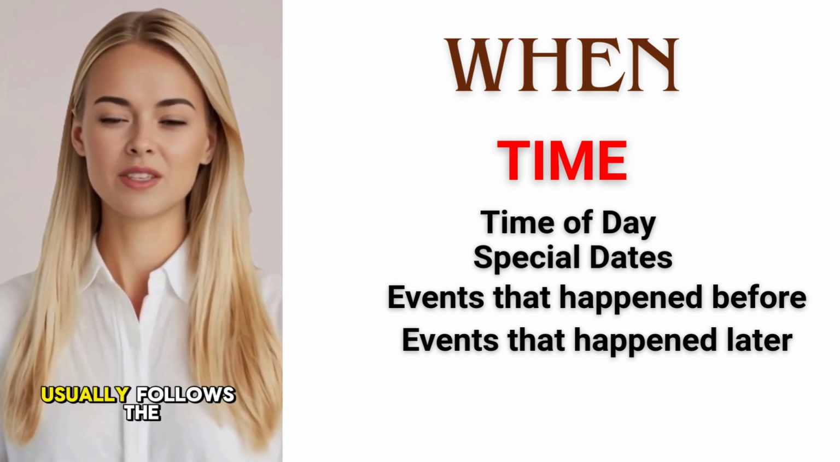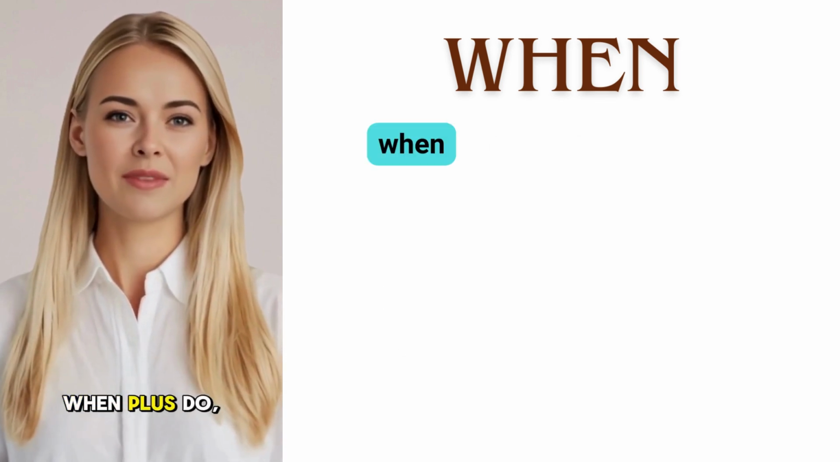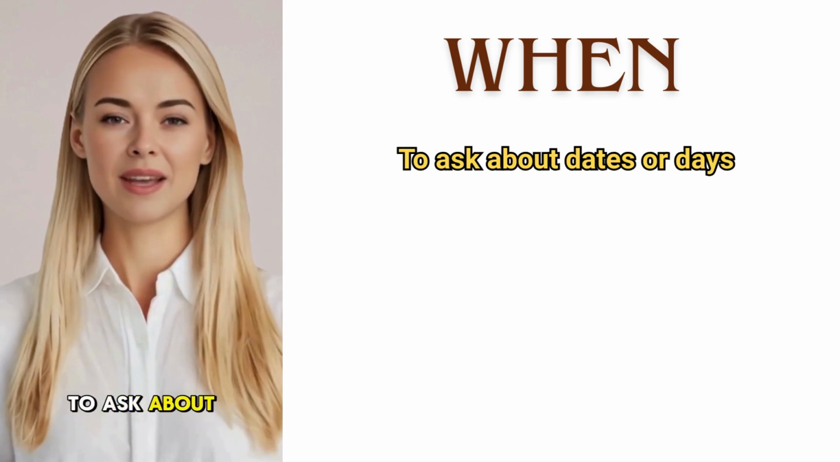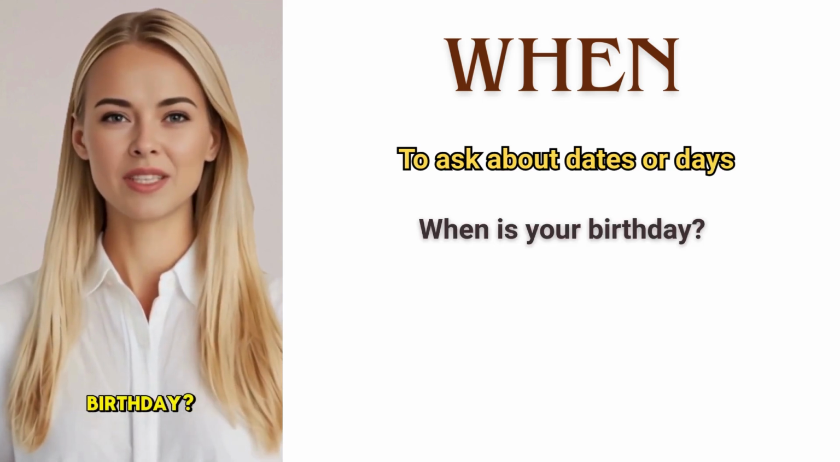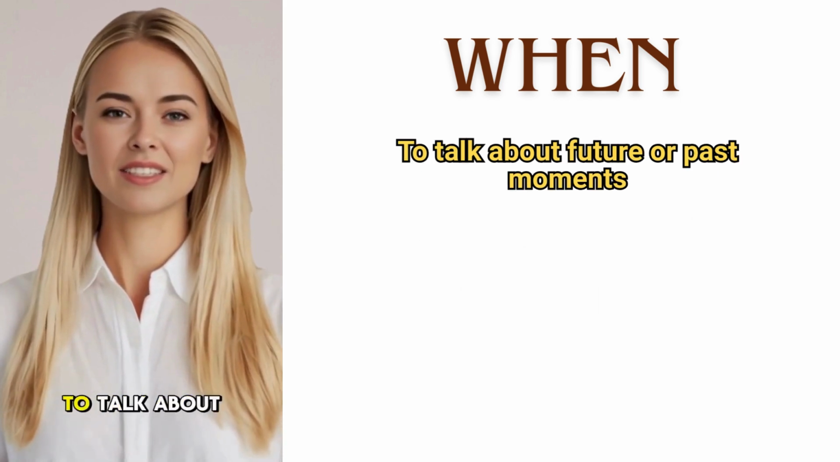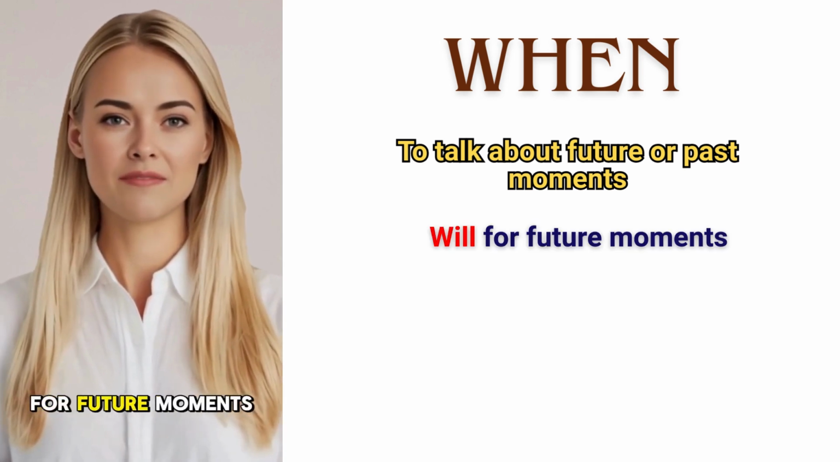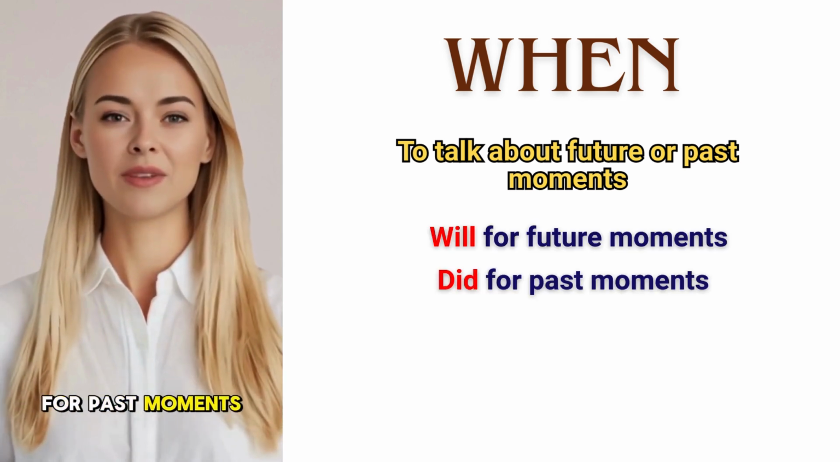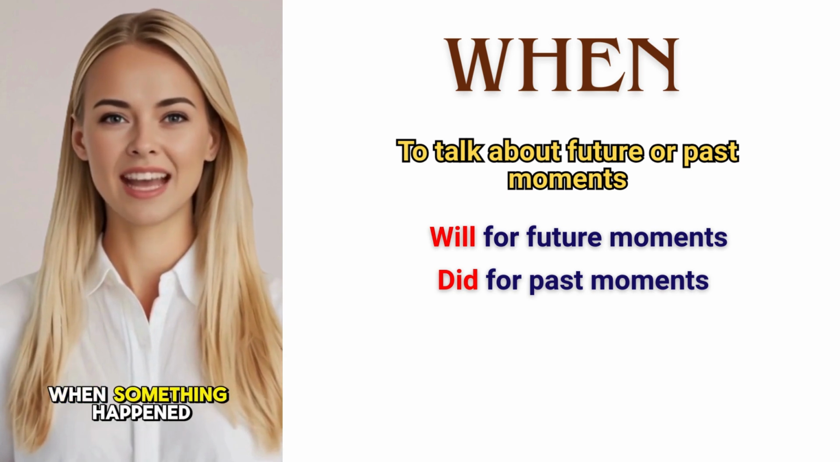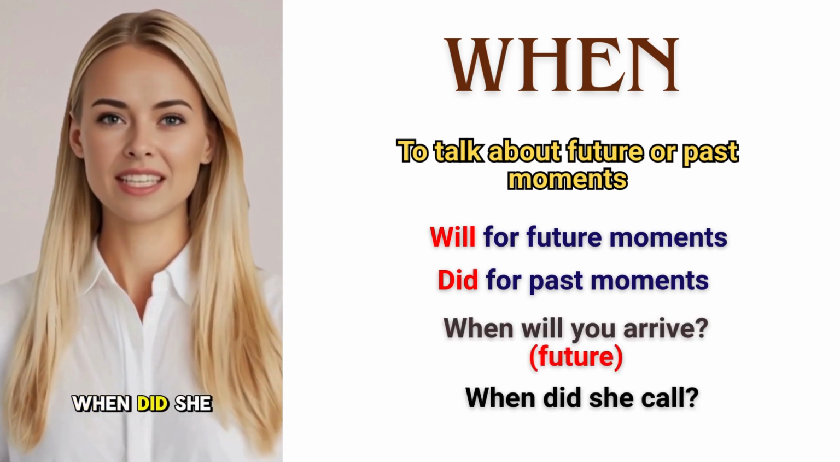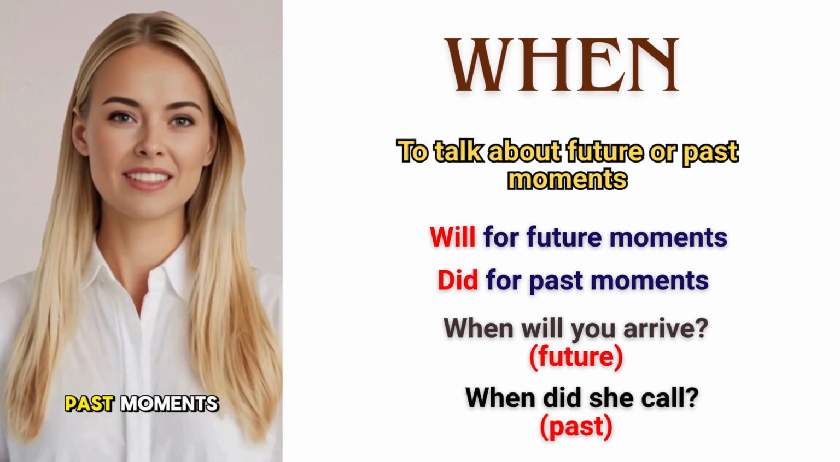The when structure usually follows the pattern: when plus do, does, did, will plus subject plus verb, to ask about dates or days. When is your birthday? When do we have class? To talk about future or past moments. This is used with will for future moments or did for past moments, to ask about when something happened. When will you arrive? This refers to future moments. When did she call? This refers to past moments.